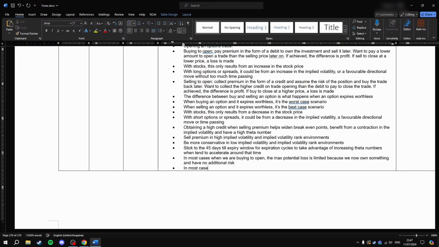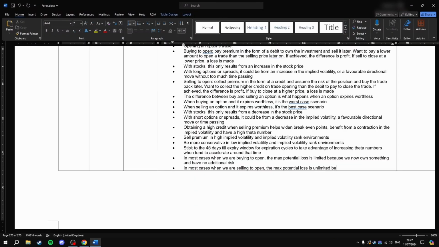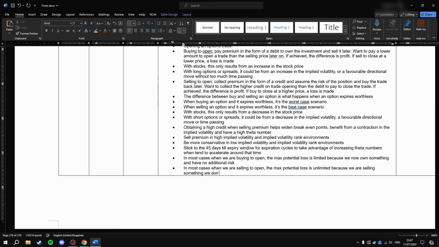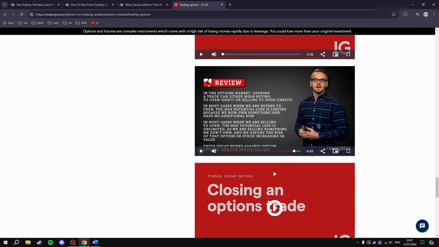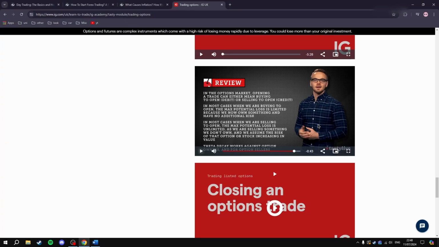In most cases, when we are selling to open, the max potential loss is unlimited because we are selling something we don't own, and we assume the risk of that option or stock increasing in value.